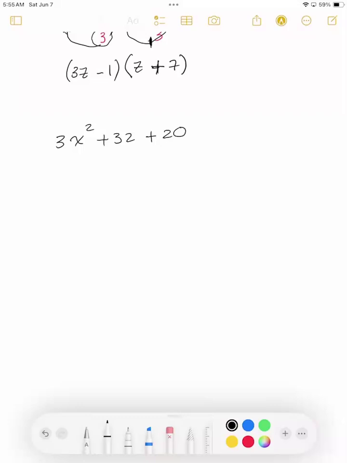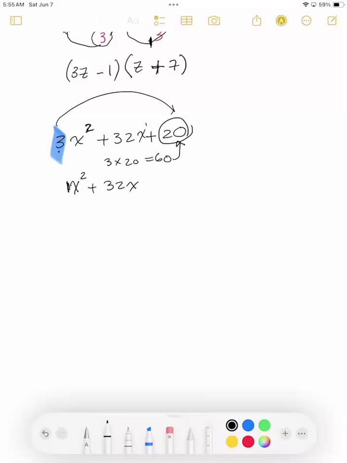So the first thing you do is you say, I have an x to the power 2, x to the power 1, and a constant. But there is a problem here, and the problem is you have a 3. So what do you do with that 3? You multiply it by 20. You multiply 3 by 20, you get 60. You're going to replace that with a 60, and you're going to get rid of that 3. You don't need to write a 1 here. So 20 becomes 60, and then you try to factor this one.